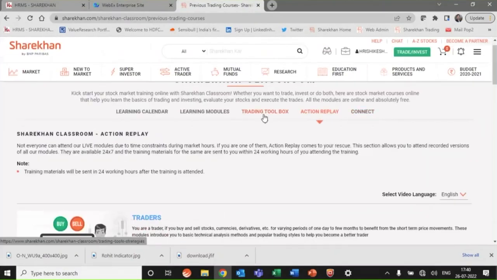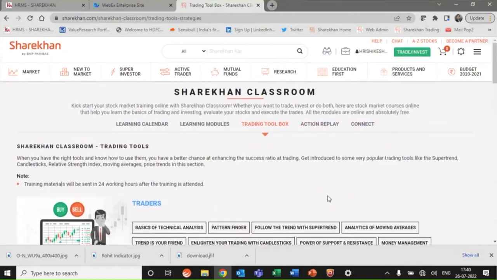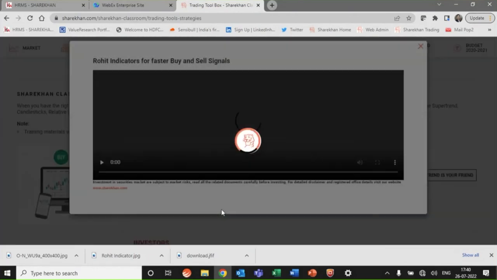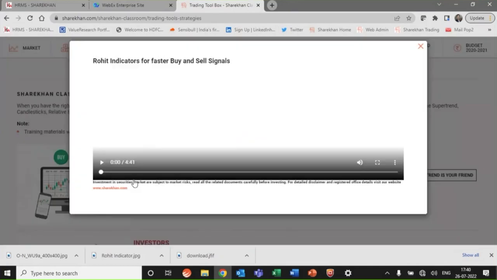There is also a small 5-minute snippet of the same topic recorded by Rohit sir himself, which is there under the Trading Toolbox tab, again under the Traders section. The name is Rohit Indicators for faster buy and sell signals. You can just click on this as well, and that small 4-5-minute video can be seen as a kind of revision for all of you. He has explained all these 3 indicators briefly in that video, though not in depth of time frame analysis as in what happened right now.